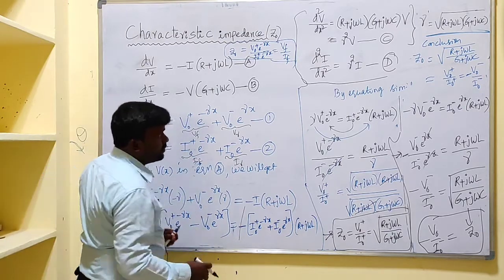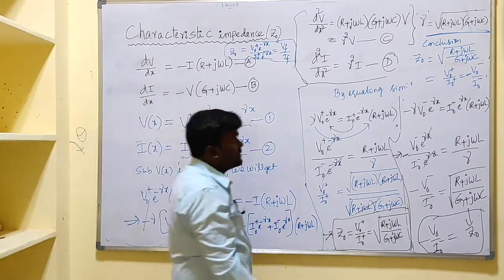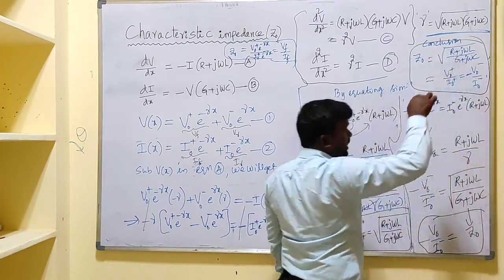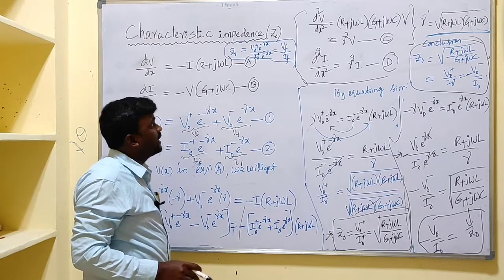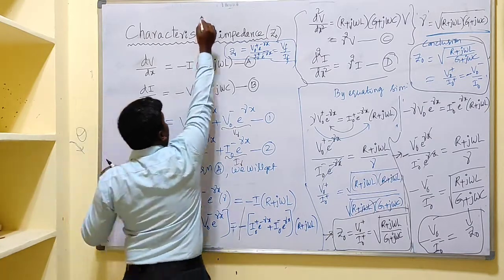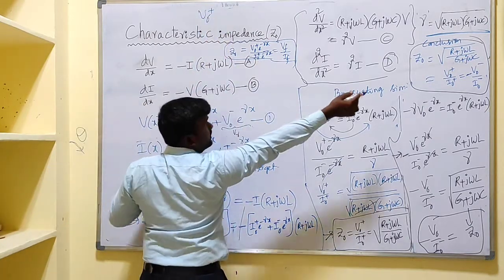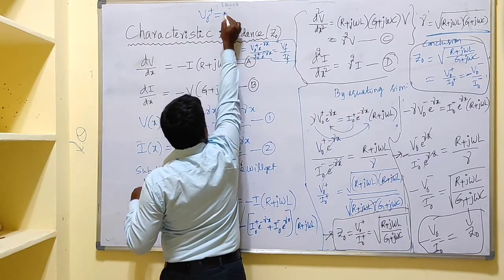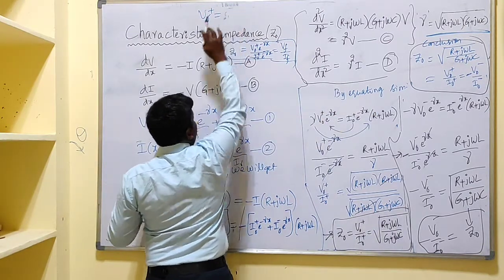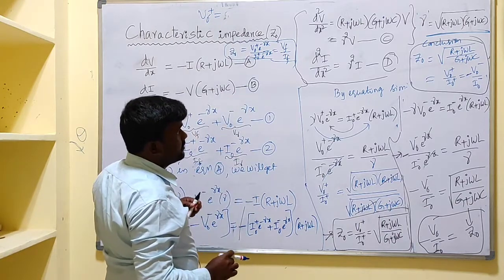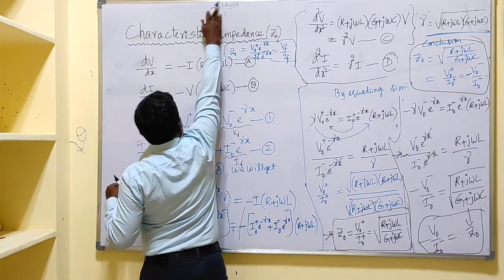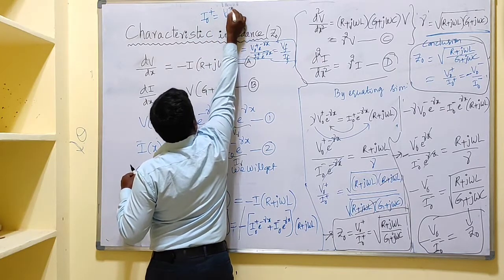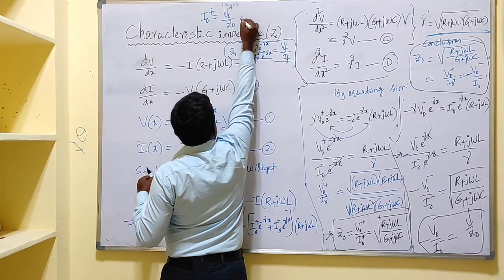That equation 2, please see this one. This is the conclusion we have, that is Z naught equal to V naught plus by I naught plus, or else minus V naught minus by I naught minus. So that's why we can write V naught plus as, from that V naught plus by I naught plus is Z naught. So I naught plus is nothing but V naught plus by Z naught.